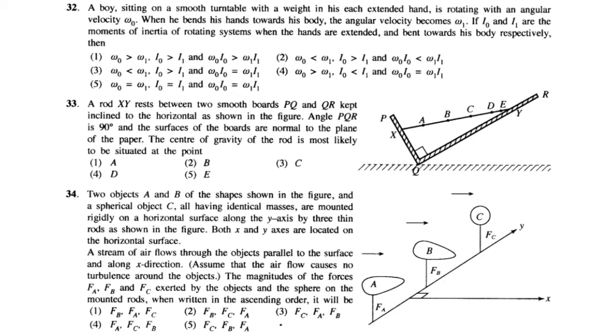They are asking for the center of gravity of the rod. So we take the forces acting on the rod. We'll see what are the forces acting on the rod. At X, PQ is a smooth board. So the reaction force at X is perpendicular to PQ. So you can draw a force acting perpendicular to PQ at X. Similarly at Y, QR is also a smooth board. So the reaction force at Y is also perpendicular to QR. So you can draw that force also.